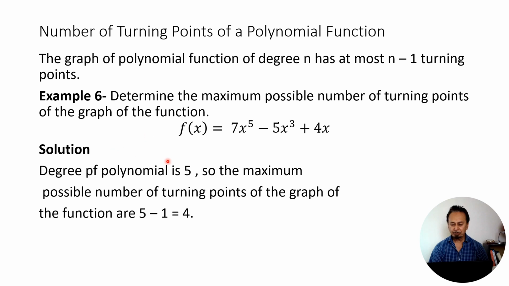So here is an example. We have a polynomial f of x equals 7x to the 5 minus 5x cubed plus 4x. Without graphing, we can tell how many maximal possible turning points there are. Well, the degree is 5, so according to this, the maximum possible number of turning points of the graph of this polynomial would be 5 minus 1 equals 4.